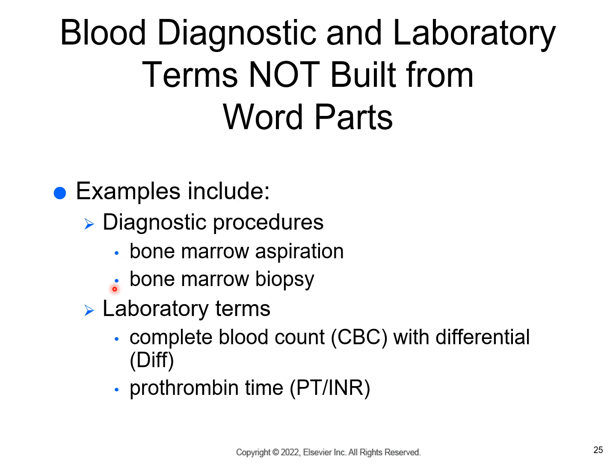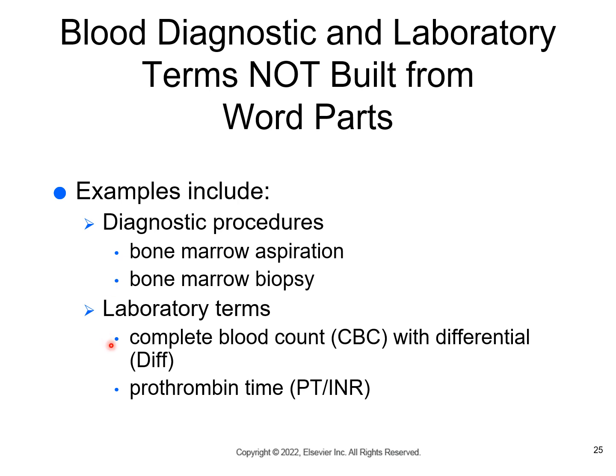A bone marrow aspiration removes a small amount of fluid and cells from the bone marrow, which can then be looked at under a microscope and evaluated for disease. A bone marrow biopsy does the same thing, except it also removes a small part of the bone along with the fluid and cells.